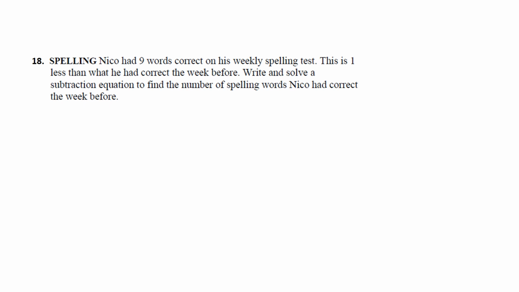Question number 11. Nico had 9 words correct on his weekly spelling test. This is 1 less than what he had correct the week before. Write and solve a subtraction equation to find the number of spelling words Nico had correct the week before. That means it equals 1 less than what he had correct the week before. Now the week before, I'm going to put it as a B because it's the week before. So I have to take what he got the week before and minus 1, and that will equal what he has now, which is 9.